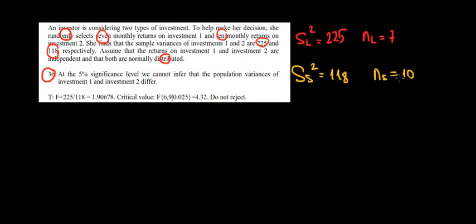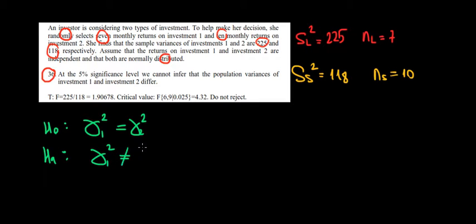Now, the sample variances are estimates of the population variances. So what we are testing is actually the population variances. Under the null hypothesis, we have the assumption that they are equal, but under the alternative hypothesis, we assume that they differ, and we want to see whether that's true or false.